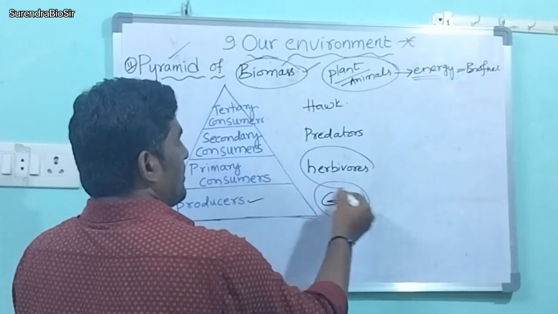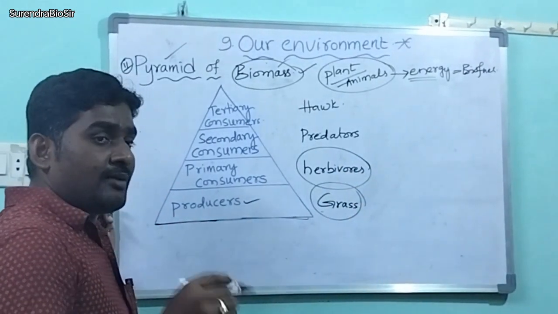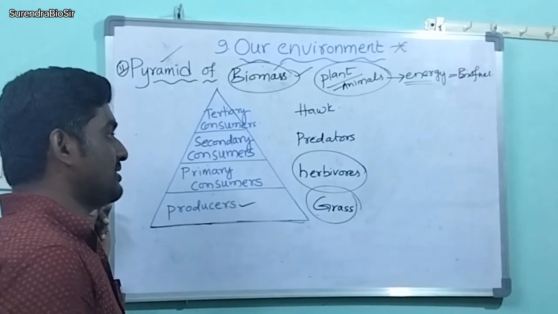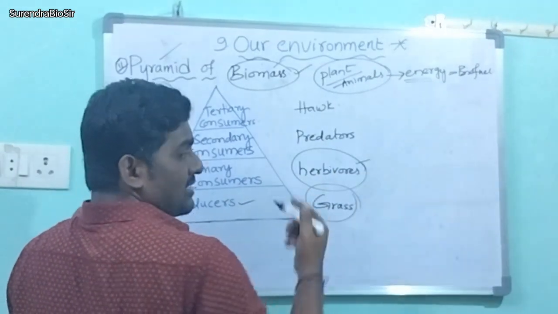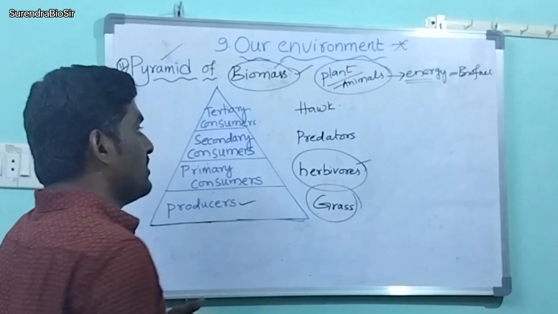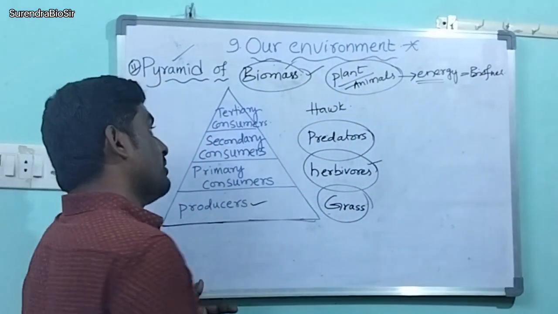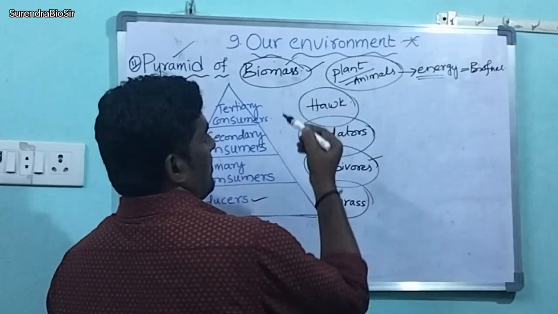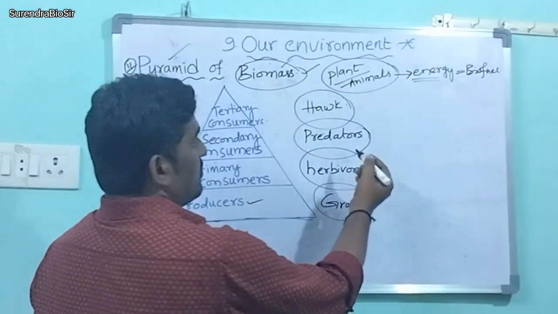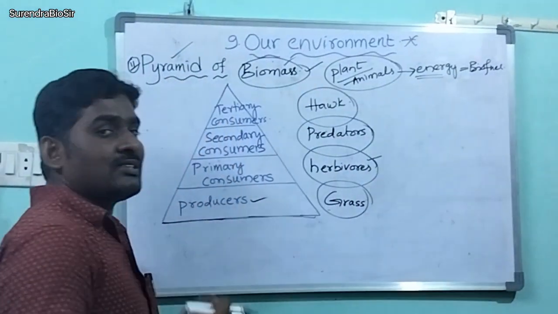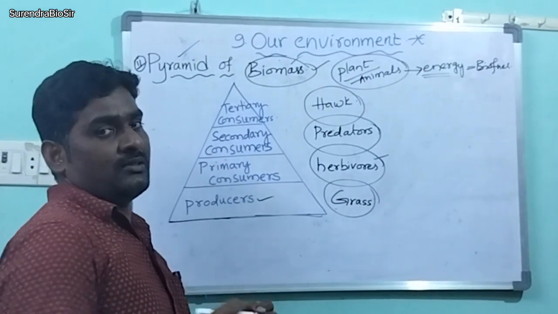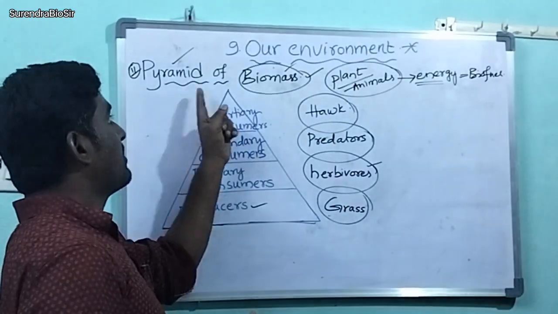Plants are eaten by herbivores. Whenever the herbivores eat this grass, they will get some mass, meaning some muscles are going to develop. These herbivores are eaten by predators. Again, predators are going to be eaten by hawks. So they are going to gain some muscle power. So this is about the pyramid of biomass.